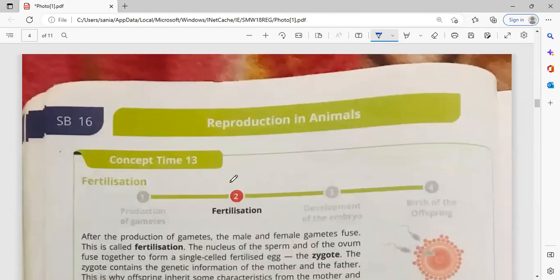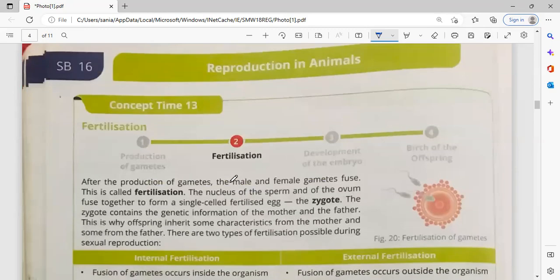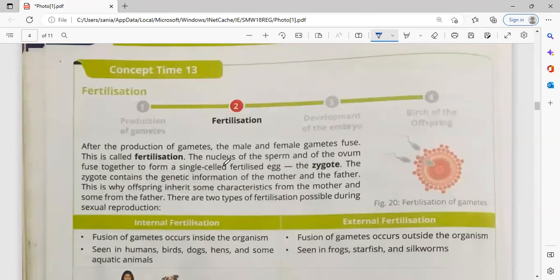After that, it will be fertilization. Now you will start cooking. Fertilization will take place, they will do the intermixing and come in contact. After the production of gametes, the male and female gametes fuse, meaning they come together and get fused. This is called fertilization. The nucleus of the sperm and the ovum fuse together to form a single cell called the zygote.